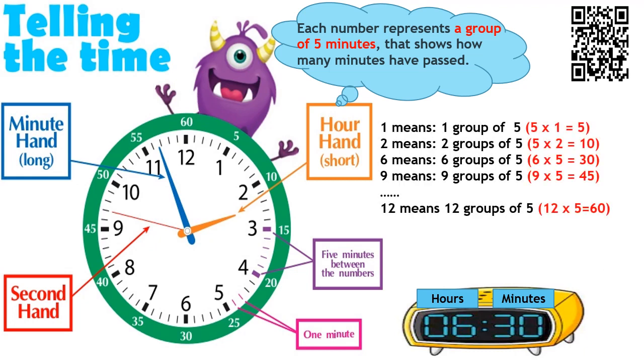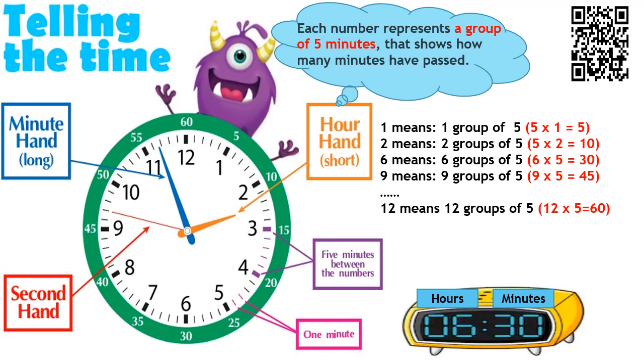So 1 means one group of 5. 5 times 1 equals 5. We studied it in the array. Yes, in array we studied it. And when it moved to number 2, it means 2 groups of 5. So 5 times 2 or 2 times 5 equals 10.